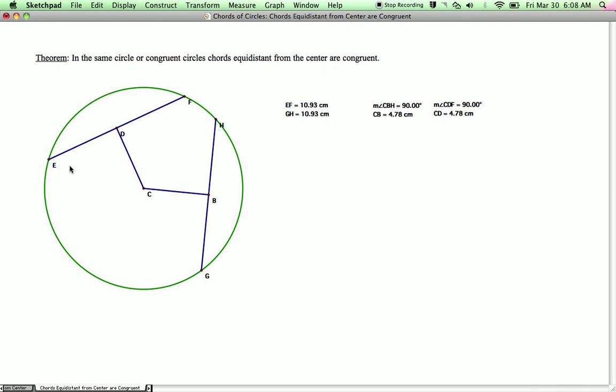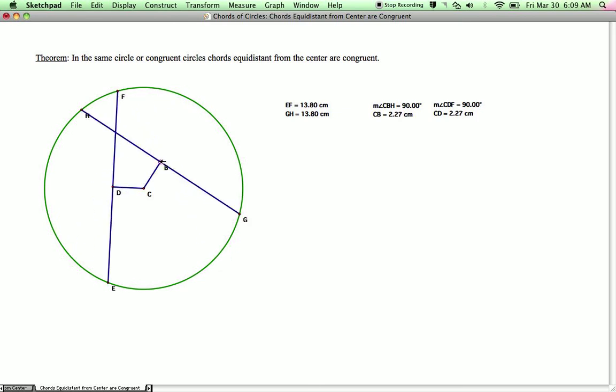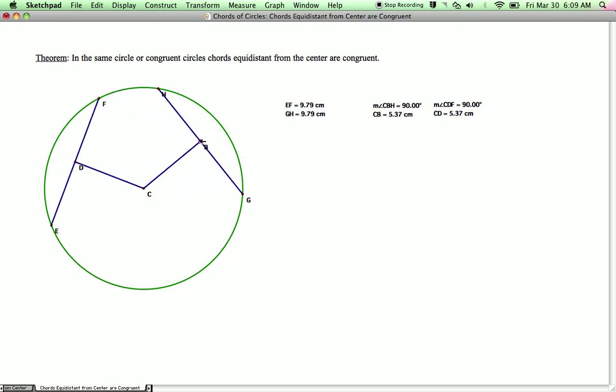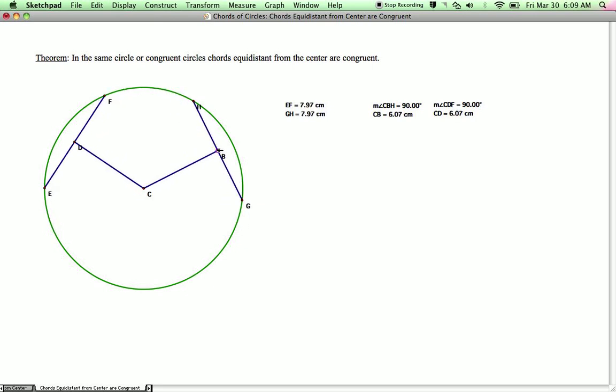Well, chord EF and chord GH are congruent. So let's take this point B and move it around. This is basically the same picture as before. No matter how I move it around, as long as those chords are equidistant from the center, they are congruent.